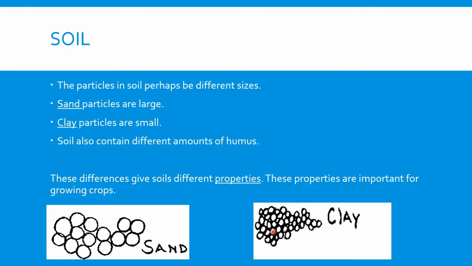As you can see, sandy soils contain a lot of large sand particles. There are big air spaces between the particles, while in clay soils, there are only tiny air spaces between the particles.